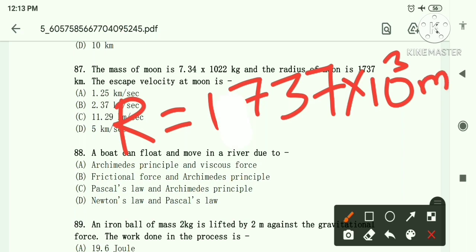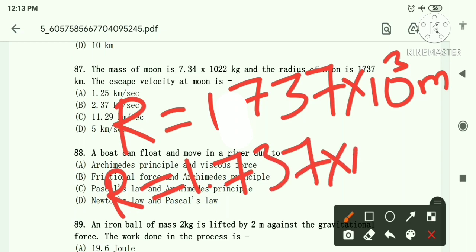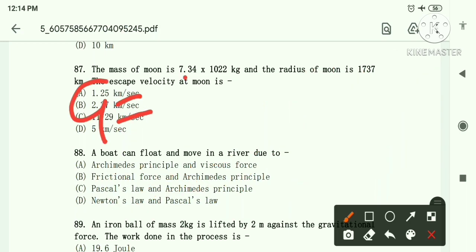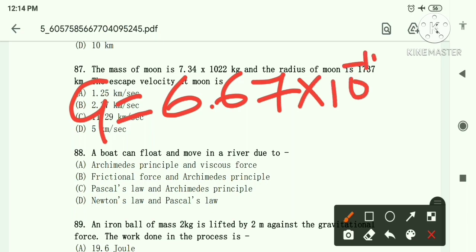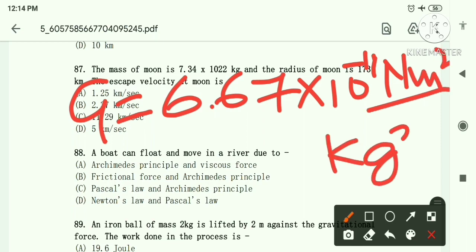So here, removing the point, 1737 into 10 raised to 3 meter. Okay. Now it is converted to meters. The value you have to write, in scientific form, is 1.737 into 10 raised to 6 meter. Okay. Next, G is equal to 6.67 into 10 raised to minus 11 Newton square meter divided by square kg.